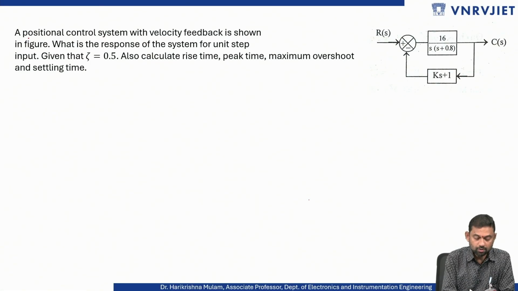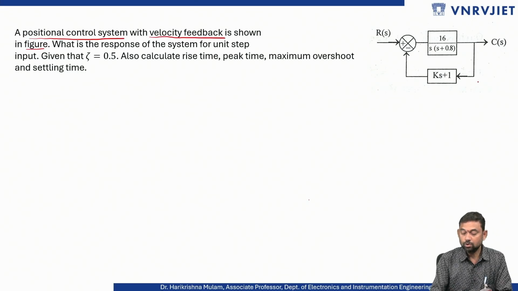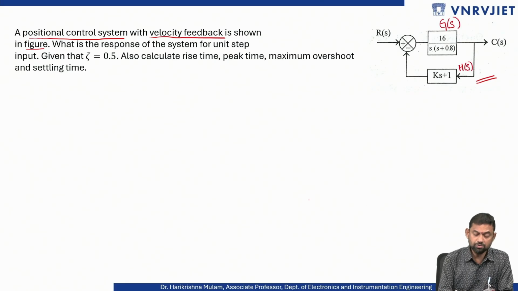A positional control system is given with velocity feedback as shown in figure. This is the block diagram of the positional control system, and it has an open loop transfer function of 16 by s into (s plus 0.8), whereas the feedback transfer function H of s is this. What is it that we need to find for such a system? You need to find the response of the system.